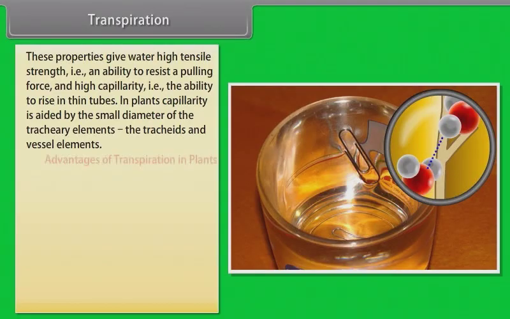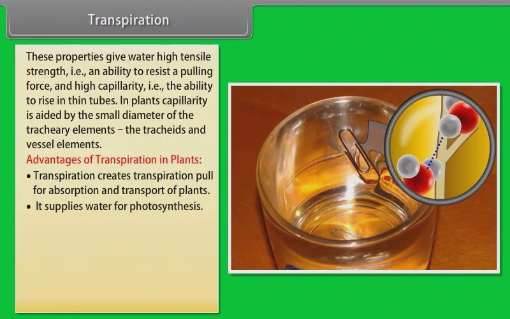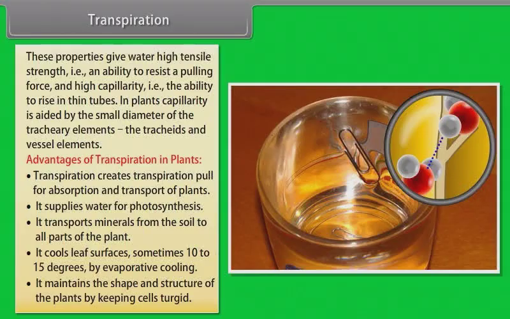Let us take a look at the advantages of transpiration in plants. It creates transpiration pull for absorption and transport of water in plants. It supplies water for photosynthesis. It transports minerals from the soil to all parts of the plant. It cools the leaf surface, sometimes 10 to 15 degrees, by evaporative cooling. It maintains the shape and structure of the plants by keeping cells turgid.